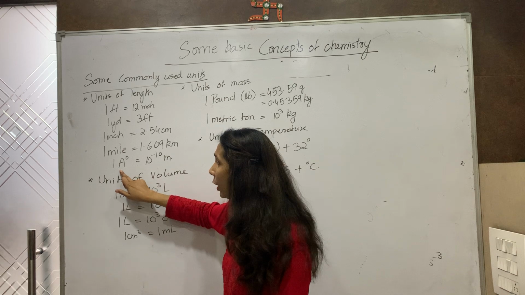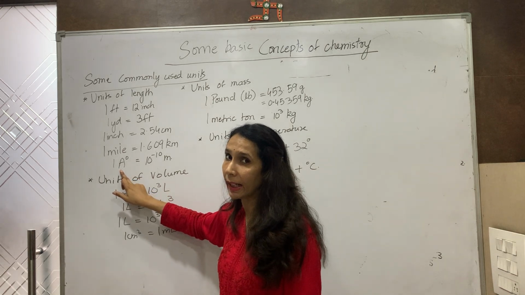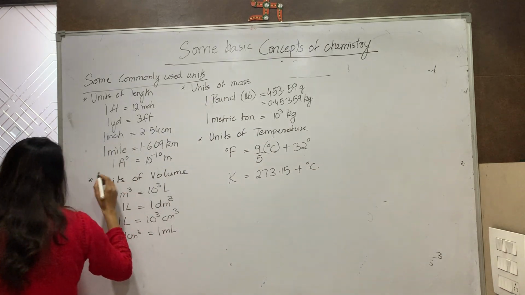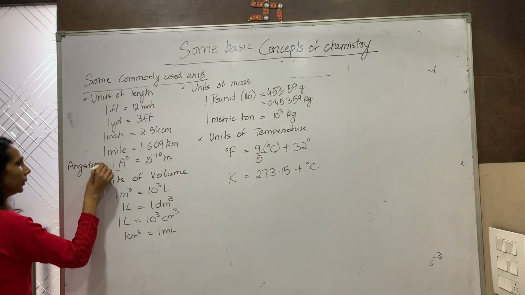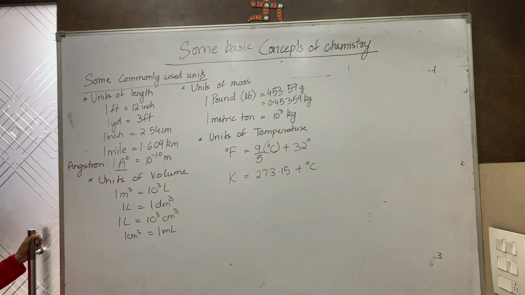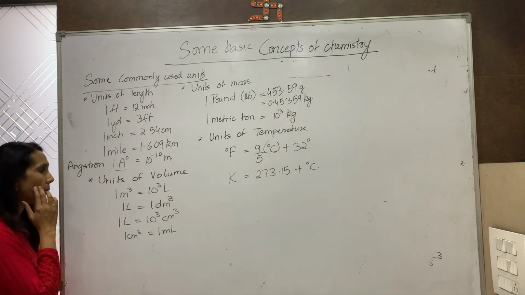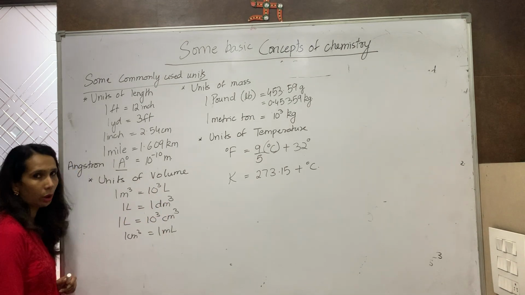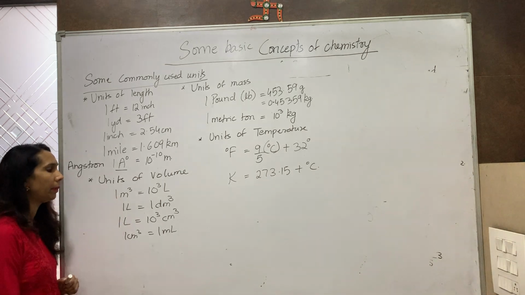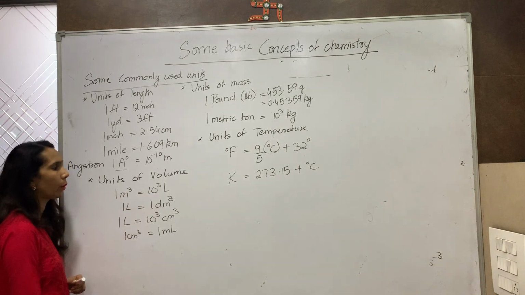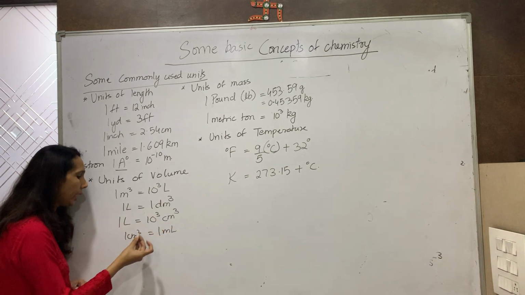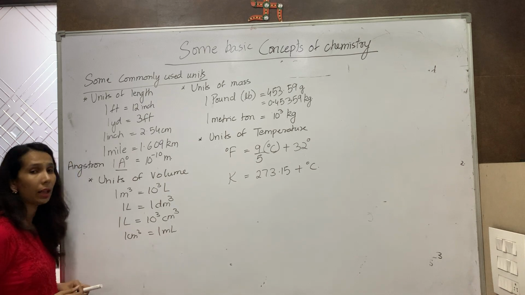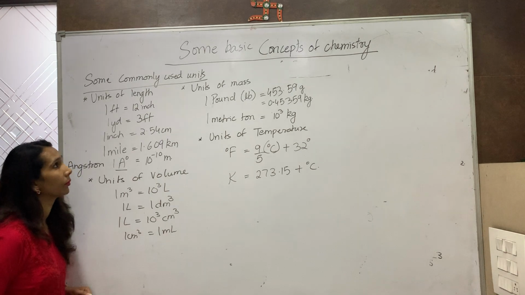This is another scientific unit that we are going to use in chemistry very commonly. A naught is called 1 angstrom, and that is equal to 10 to the power minus 10 meter. Similarly, in the units of volume, you know liter is the common unit for volume. But the SI unit is cubic meter. So 1 cubic meter is equal to 10 to the power 3 liter. This is how liter, cubic centimeter and ml are related to each other.